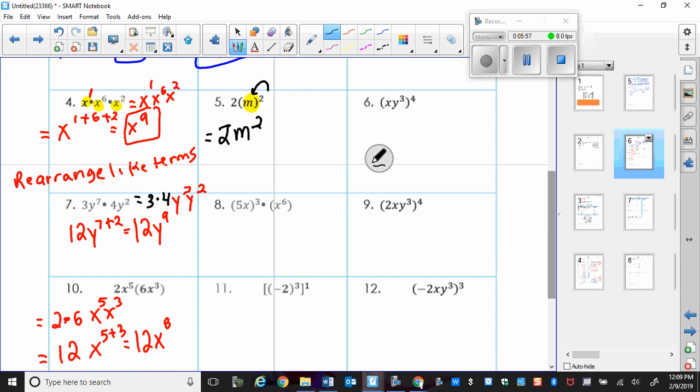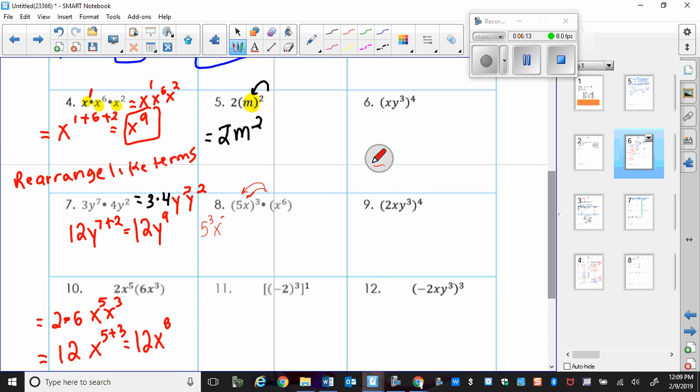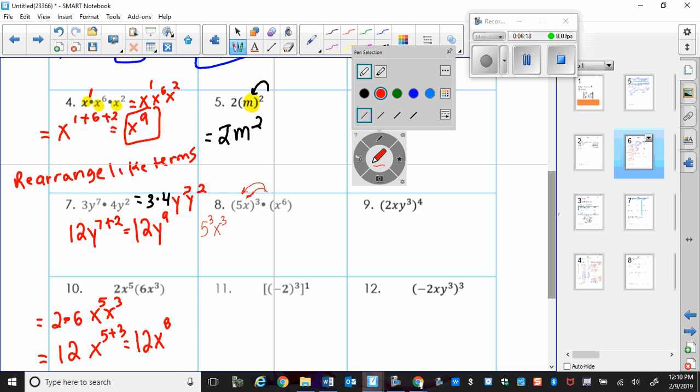Let's look at the next one. Now we got to be careful here. This 3 is distributing to the 5 and to the x. So I have 5 cubed x cubed. Now, x to the 6th, there's nothing out here. Those parentheses just fall away. Now I'm in a situation where I have to first evaluate the number.